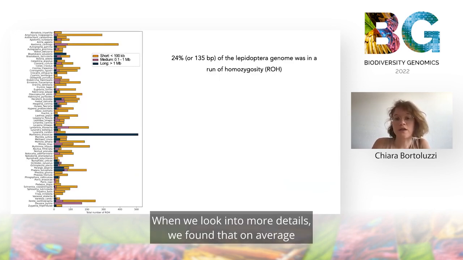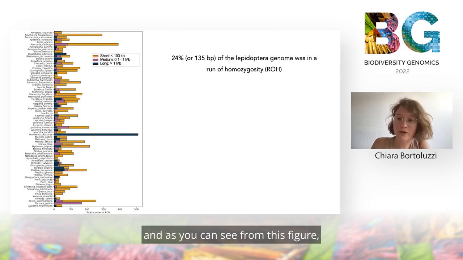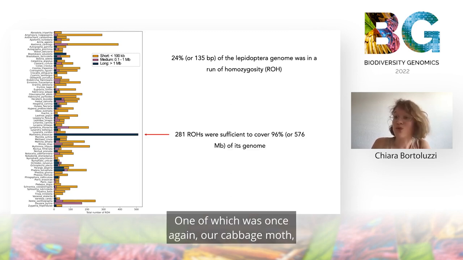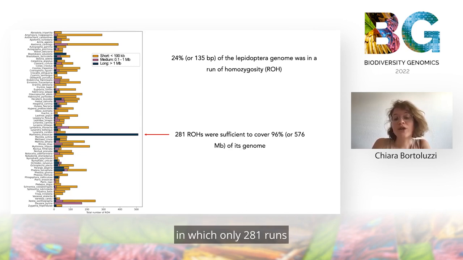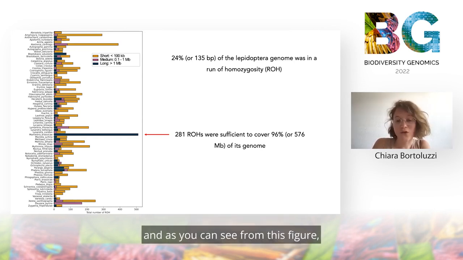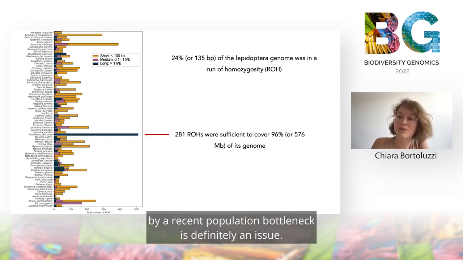When we look into more detail, we found that on average, 24% of the Lepidoptera genome was in runs of homozygosity. And as you can see from this figure, the vast majority of these runs were relatively short and medium in size. We had, of course, several exceptions, one of which was once again our cabbage moth, in which only 281 runs were sufficient to cover up to 96% of its genome. And as you can see from this figure, the vast majority of these runs were relatively long in size. And this means that in this species, recent inbreeding, which could have been potentially caused by a recent population bottleneck, is definitely an issue.